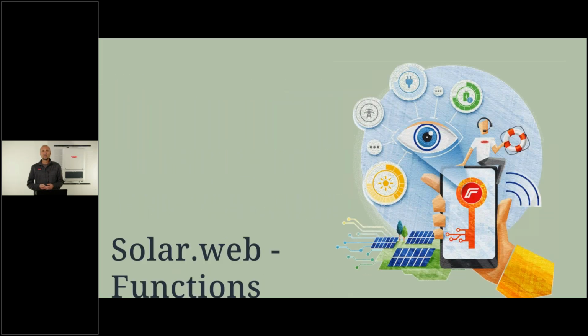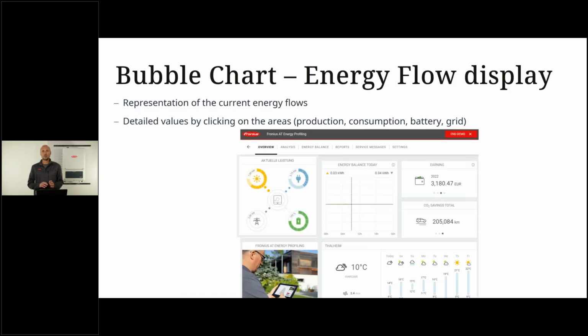Now we look into the most important functions of the Solar.web. There's basically, first of all, the bubble chart, left-hand side you see in the picture. In this picture, you see the current energy flows. You see what is produced in yellow. You see what is consumed in blue color. You see the battery SOC value, and you see how much we feed into the grid or how much we consume from the grid.